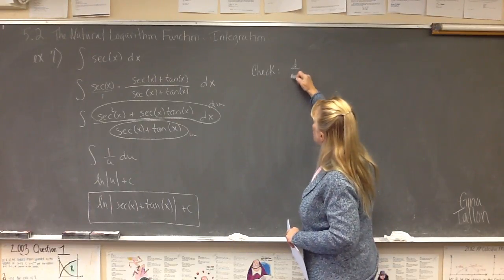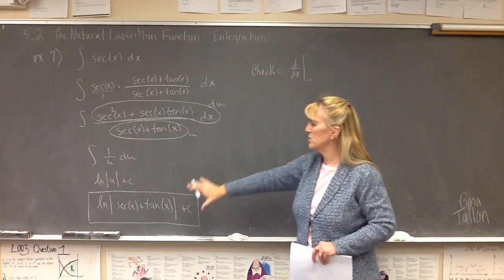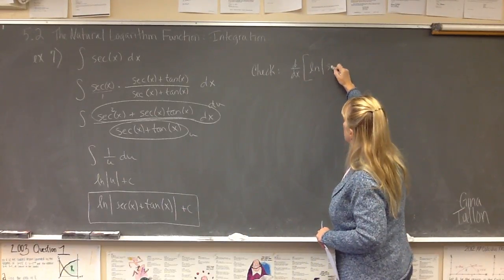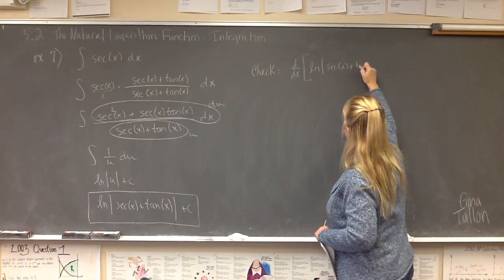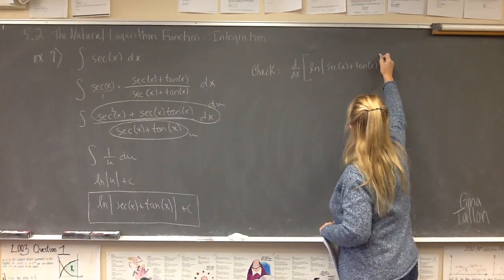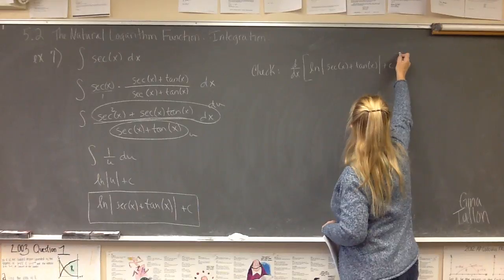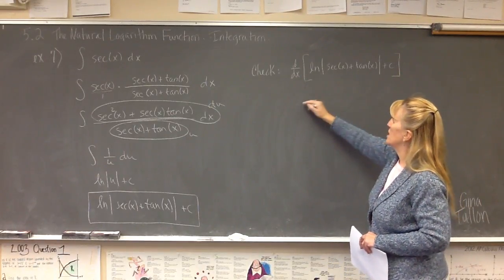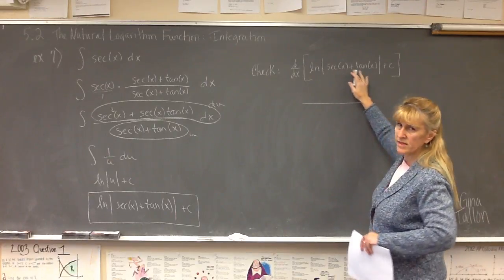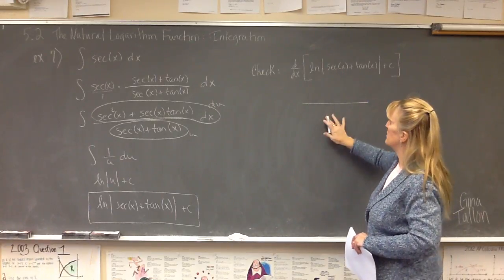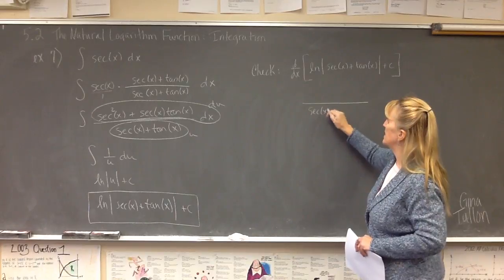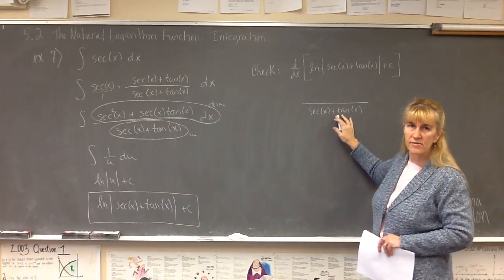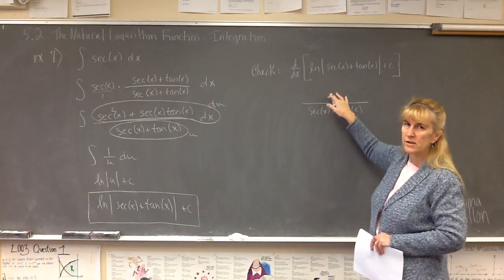I want the derivative now with respect to x of this whole entire thing I just boxed. The natural log of the absolute value of the secant of x plus the tangent of x, close my absolute values, and plus c. So when I take the derivative of my natural log, the power, or the thing the natural log is being applied to, goes on my denominator. So I have secant x plus tangent of x. And the derivative of this u, or of this power, goes on the numerator.